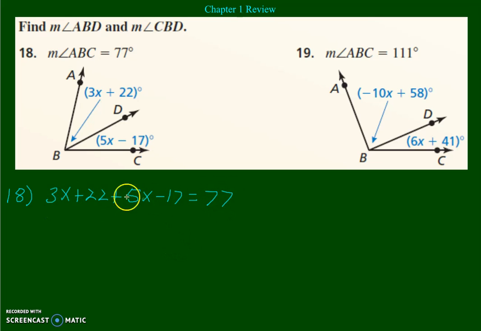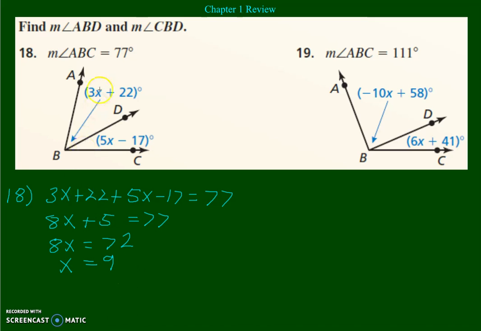Now we're going to combine our values. 3 plus 5, that gives us 8x. 22 minus 17 is plus 5 equals 77. So now we subtract 5 from both sides. 8x equals 72. Divide by 8, x equals 9.